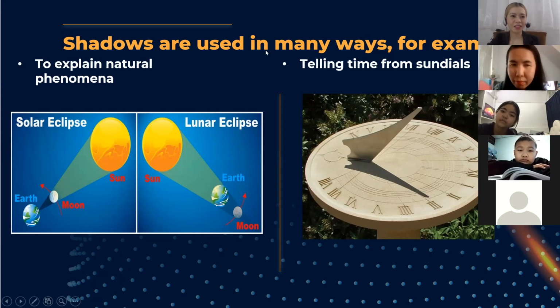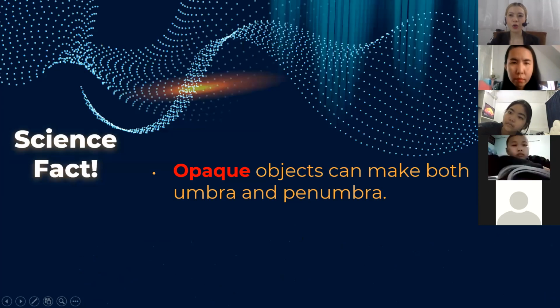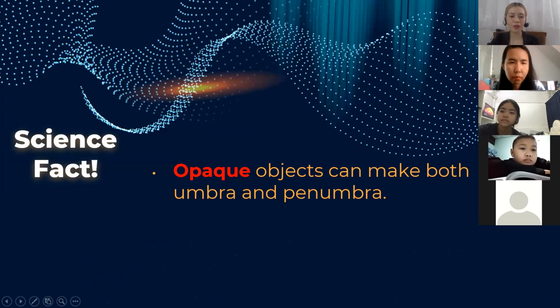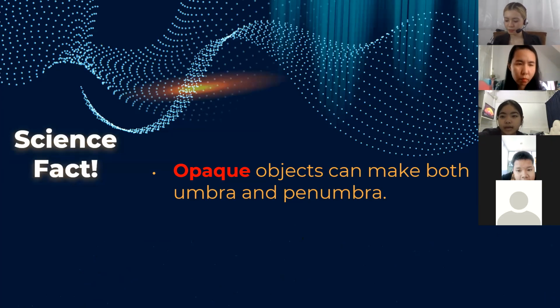Now, science fact again. Opaque object. Everybody, I want everybody to read, please. Opaque objects can make both umbra and penumbra.